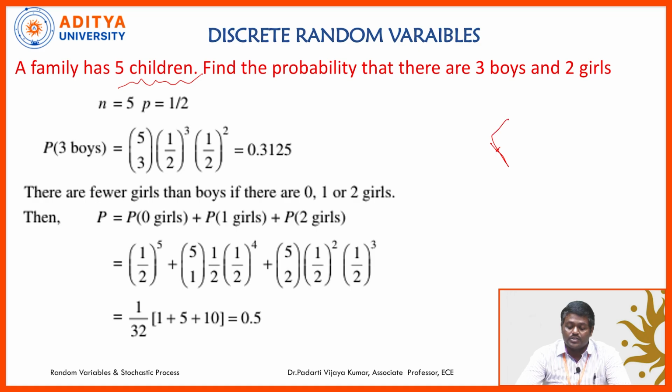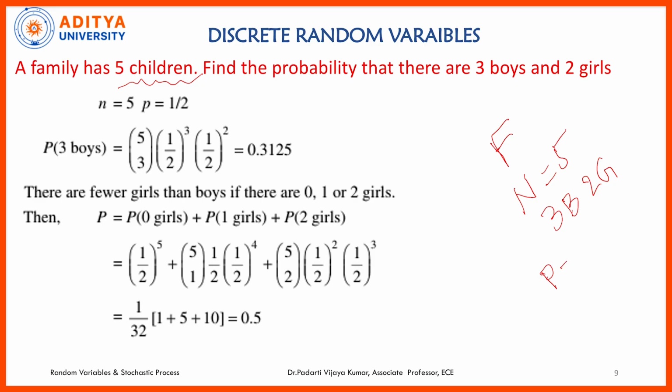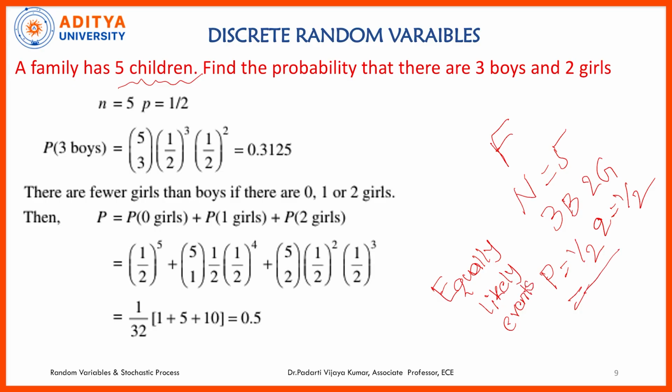So, a family consists of 5 children, totally 5 children. Among them, 3 are boys, 2 are girls. The probability of boy is 1 by 2, girl is 1 by 2. Why? Because if nothing is mentioned regarding the probability, we can assume by default them as equally likely or equiprobable events. Only 2 are possible in a family, boy or girl. The probability of boy is 1 by 2, the probability of girl is 1 by 2.